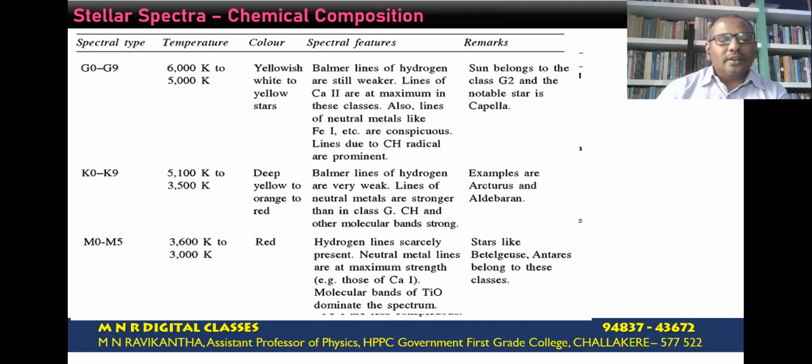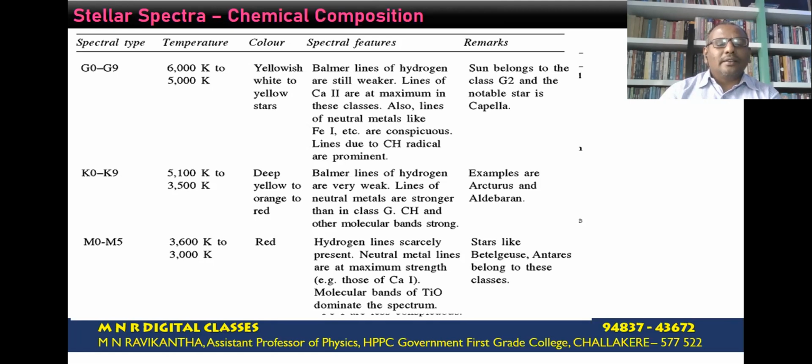Next come the G-class stars, whose surface temperature is about 6,000 Kelvin to 5,000 Kelvin. They appear yellowish white to yellow stars. The Balmer lines of hydrogen are still weaker in this class of stars. The lines of calcium-2 are at maximum in these classes. Also, the lines of neutral metals like iron, iodine, etc. are formed. The Sun belongs to this class, and it is a G2 class star. Another notable star in this class is Capella.